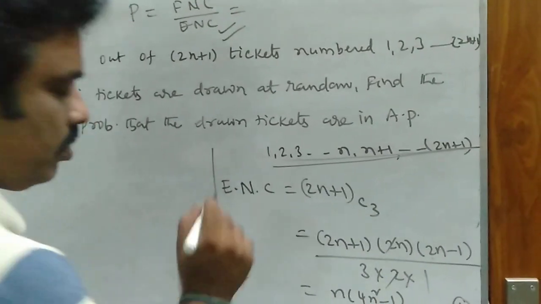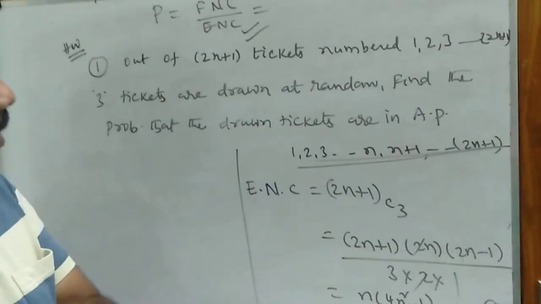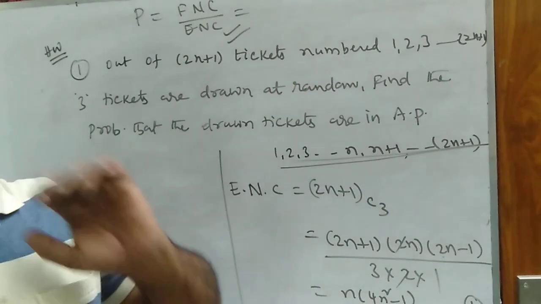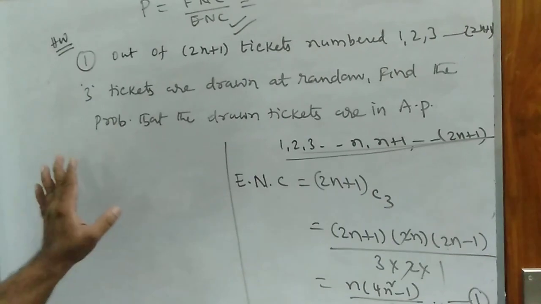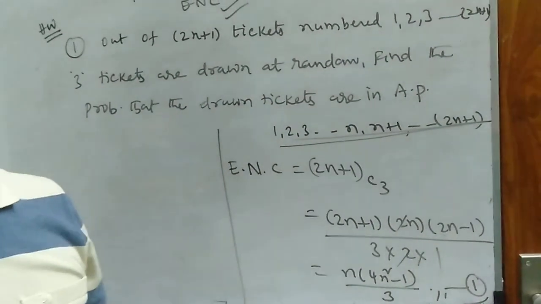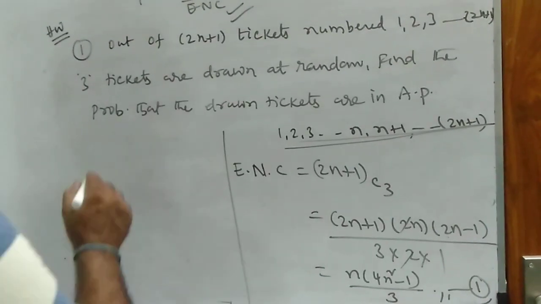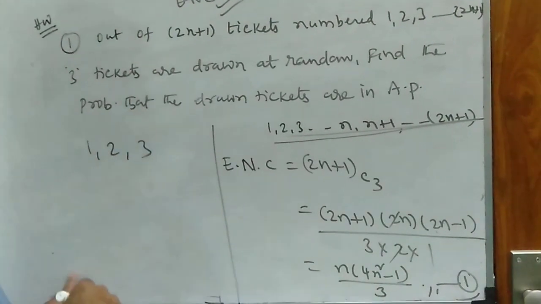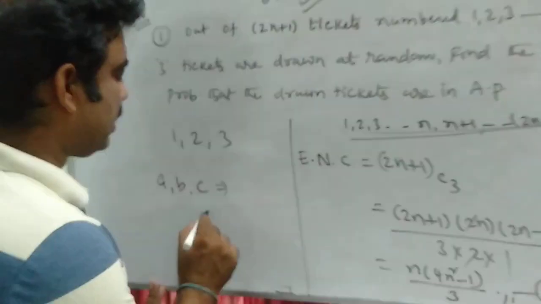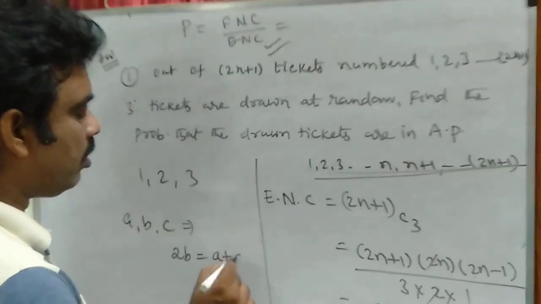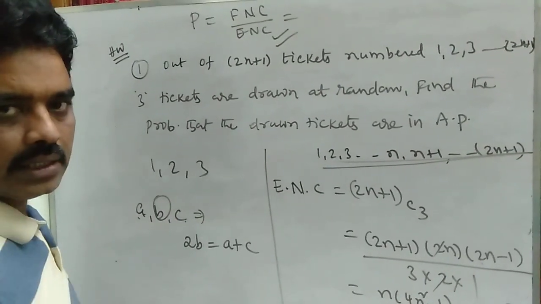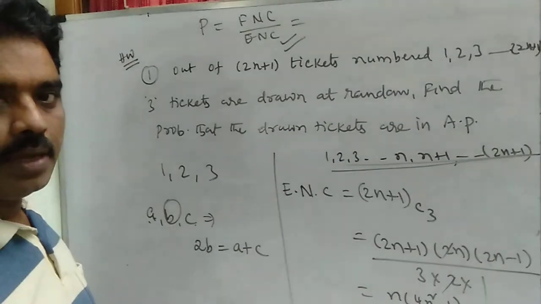Now it is time to enumerate all the cases where the 3 tickets are in AP. That is the favorable case. What are the favorable cases here? The drawn 3 tickets should be in arithmetic progression. Arithmetic progression means it should be like 1, 2, 3. Suppose A, B, C are in arithmetic progression, then the condition is 2B is equal to A plus C. Two times the middle value is equal to the sum of the first and last. Then we say that A, B, C are in arithmetic progression.